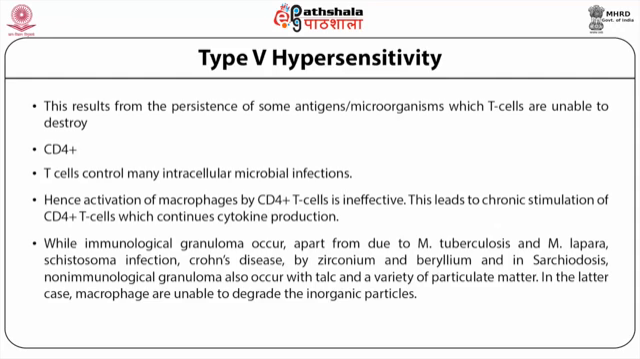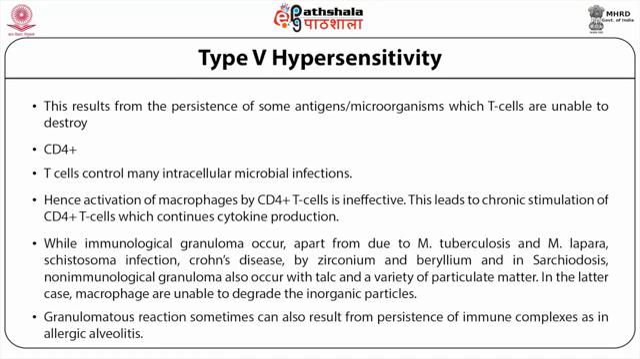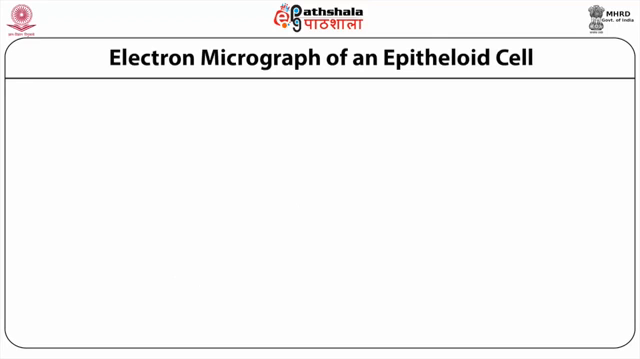Granulomatous reaction sometimes can also occur from persistence of immune complexes, as in allergic alveolitis. The continuous production of cytokine leads to macrophages containing the microbe and fibroblast proliferation. Granuloma is a walled-off microbe along with the epithelioid cells and giant cells. Epithelioid cell is a large and flattened cell with more endoplasmic reticulum. These lack phagosomes. This slide shows the electron micrograph of an epithelioid cell.